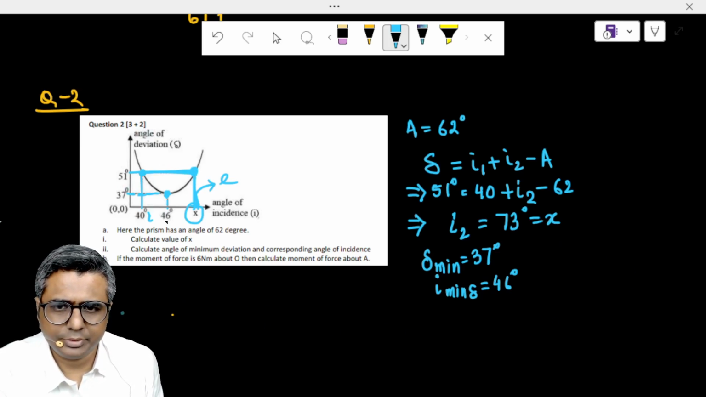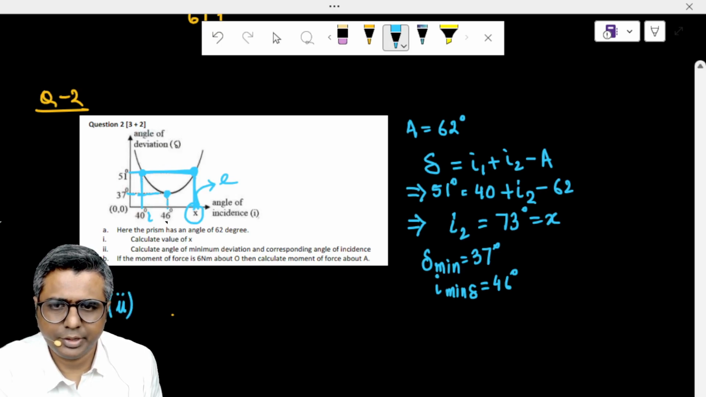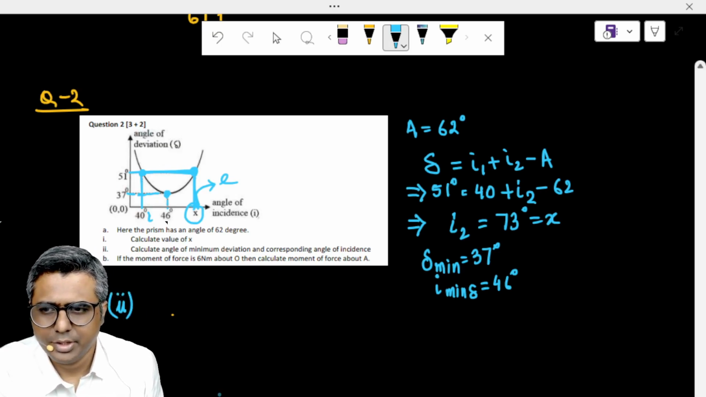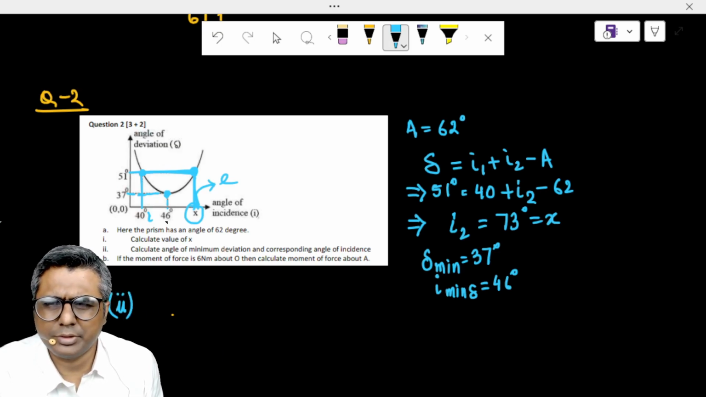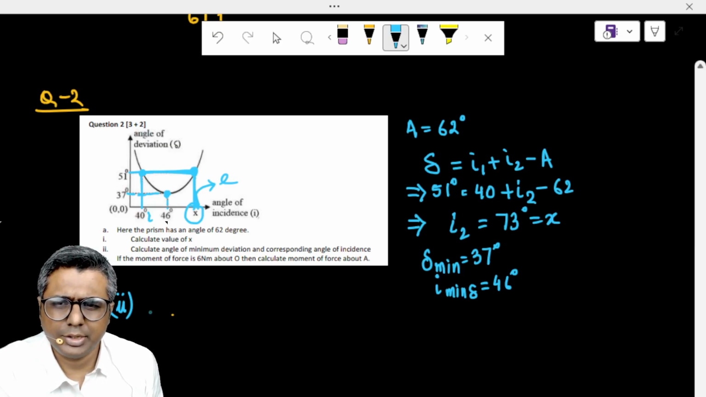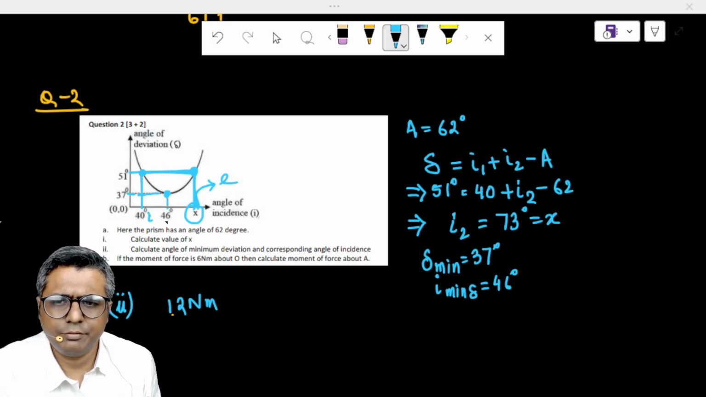Next question. So we have to find out what the next question is. The next question is a simple question on moment of force. So I don't think I need to solve this. I'll just write down the answer. The answer will be 12 Newton meter.